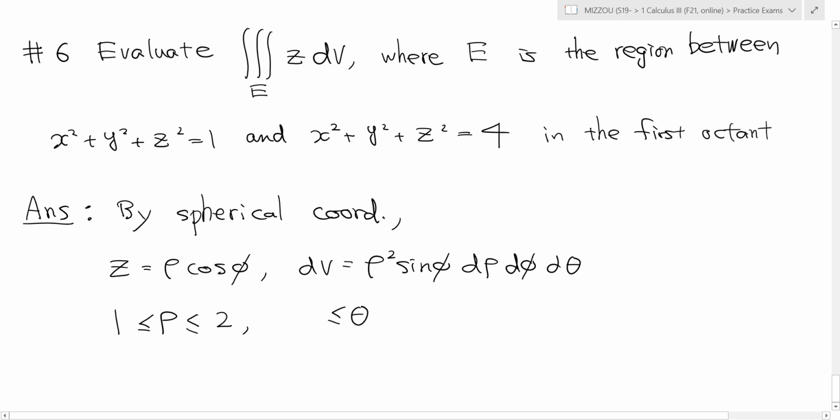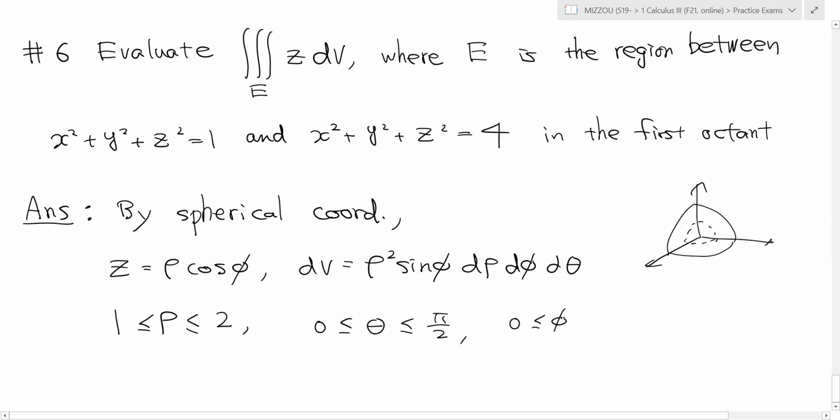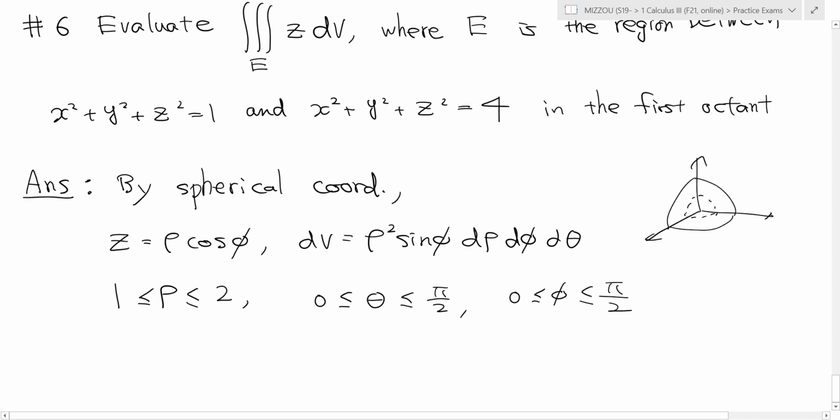So first octant means only this part. So we are looking at only this part. So that means the theta is the angle from the x-axis. This angle is the theta. So theta is between 0 and pi half. And then phi is the angle from the z-axis. That's phi. So in this case, it's also from 0 to pi half. So those are the limits.